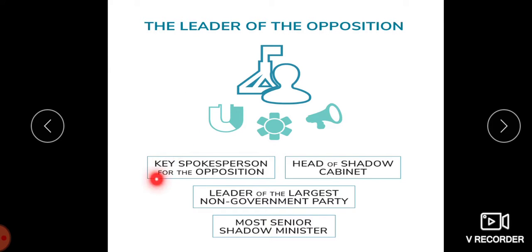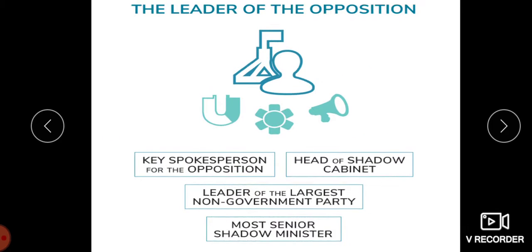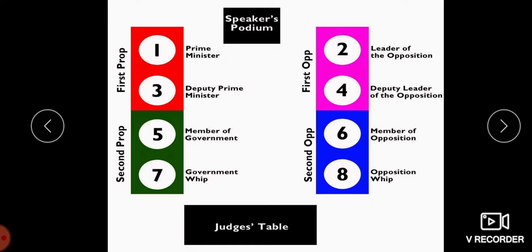So the Leader of the Opposition is the spokesperson for the opposition and the head of the shadow cabinet. He is the leader of the largest non-government party and the most senior shadow minister. When we see the Speaker's podium, we have the front bench, that is the Prime Minister, Deputy Prime Minister, members of the government and the whip. We also have the Leader of Opposition, Deputy Leader of Opposition, members of the opposition and the opposition whip, and the judges' table where it takes place.